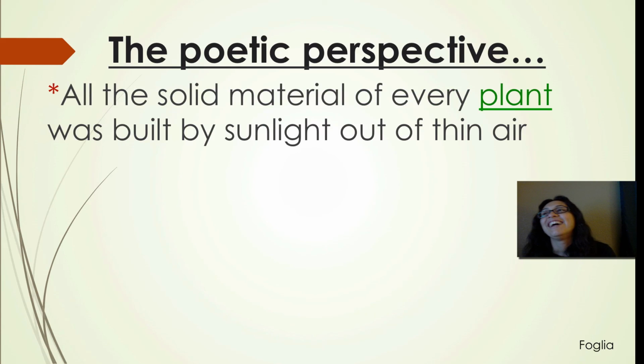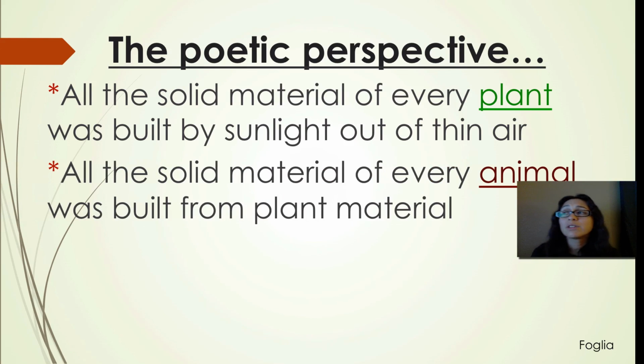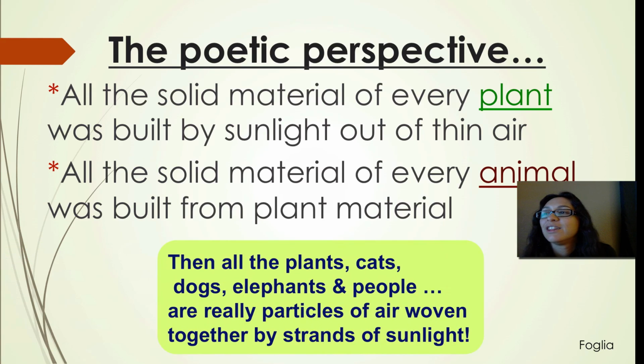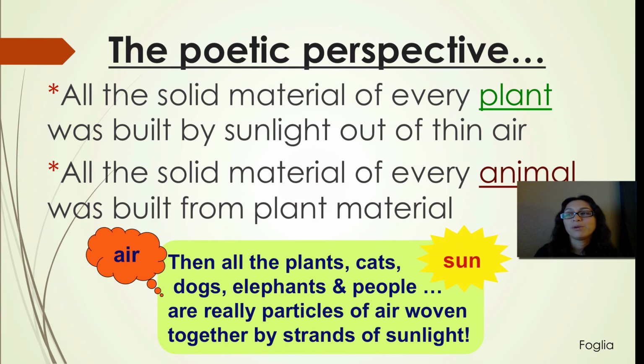I really like this one that Foglia had created here. So all the solid material of every plant was built by sunlight out of thin air. All the solid material of every animal was built from plant material. Therefore, all the plants, cats, dogs, elephants, and people are really particles of air woven together by strands of sunlight. Very poetic right there. I love that. So there's that whole out of thin air thing.